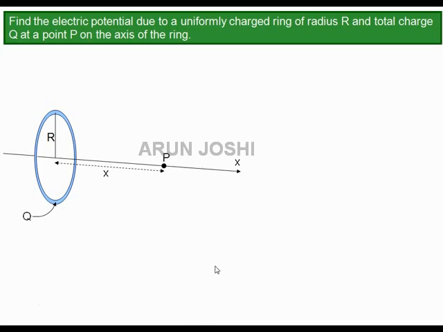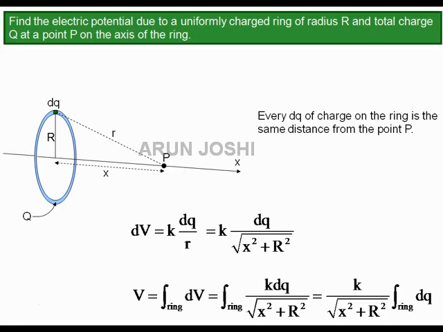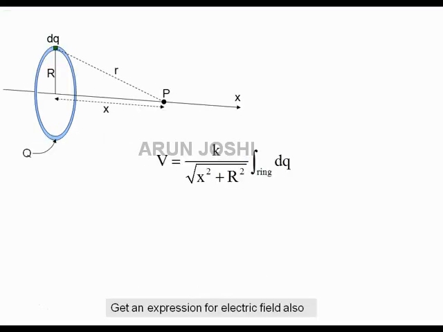Okay. Again, I think I can directly show you. Firstly, we use dV equal to k dq by r, the small elemental charge. Distance from the point P is root x square plus r square, and every charge on the ring is at the same distance. And for potential, there is no role of direction. Directly I write the potential. Now we will integrate dq, you will get q. This is the expression.